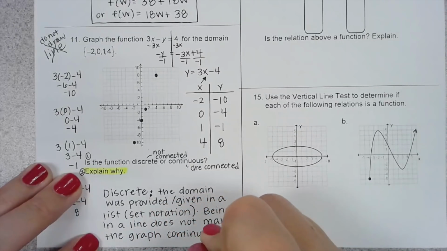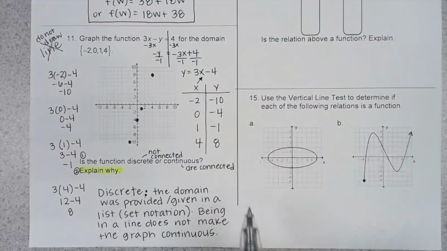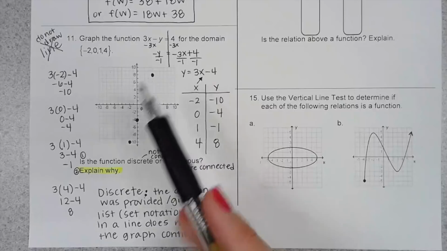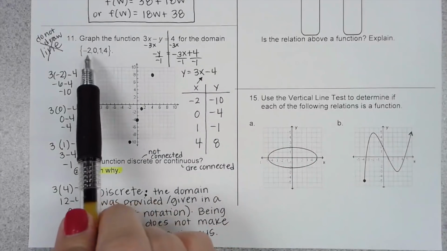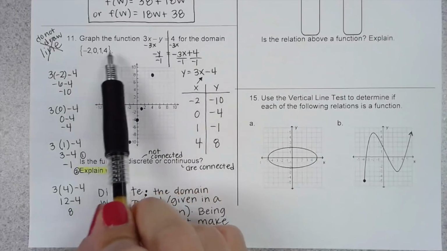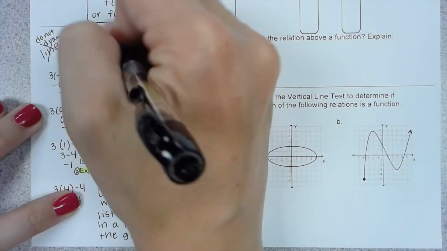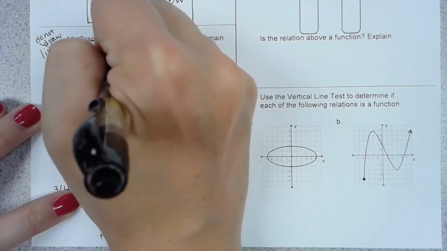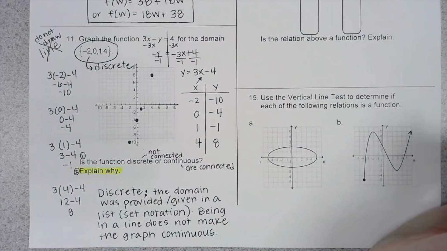A lot of people, when they're trying to decide if something is going to be discrete or continuous, just want to look at the line and they say, oh yeah, you can put a line through it, so it must be continuous. But it would only be continuous if we were given the function without this list of numbers. So anytime your domain is given to you, it's always going to be a discrete function because you're only graphing it for those particular set of points.